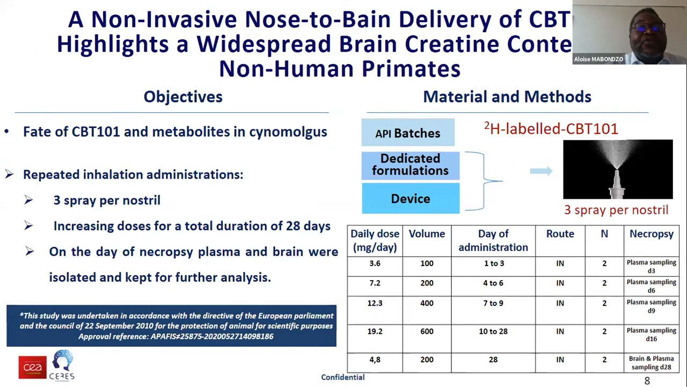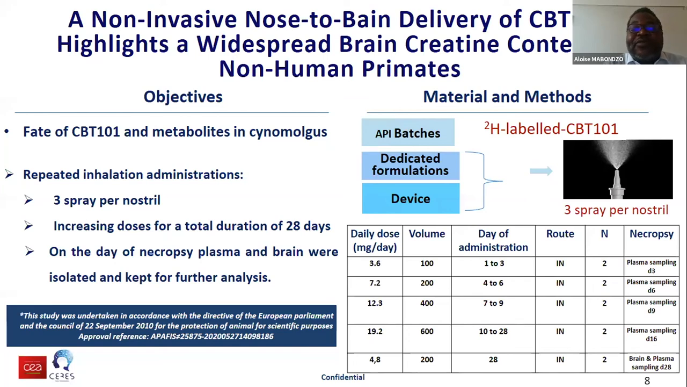So in this view, we conducted a study in non-human primates. And the objective was to demonstrate that the non-invasive nose-to-brain delivery of CBT-101 leads to widespread CBT-101 and brain creatine content. So two experiments were performed. The first experiment was the repeated inhalation administration with deuterium labeled CBT-101, a dedicated formulation and a specific device.